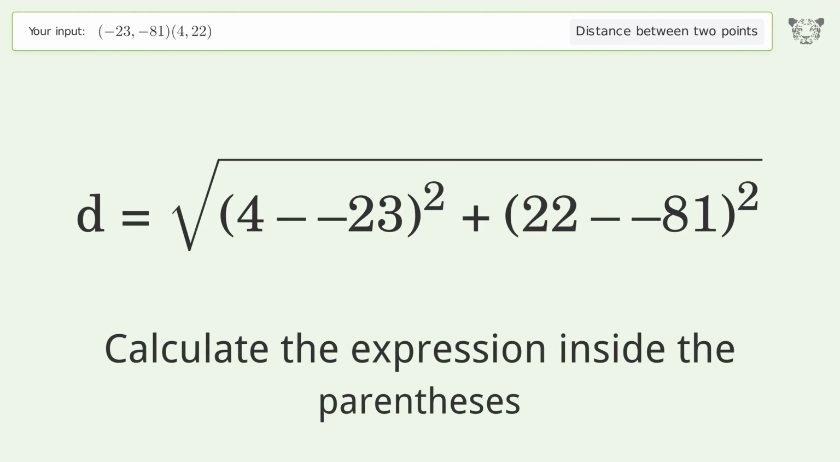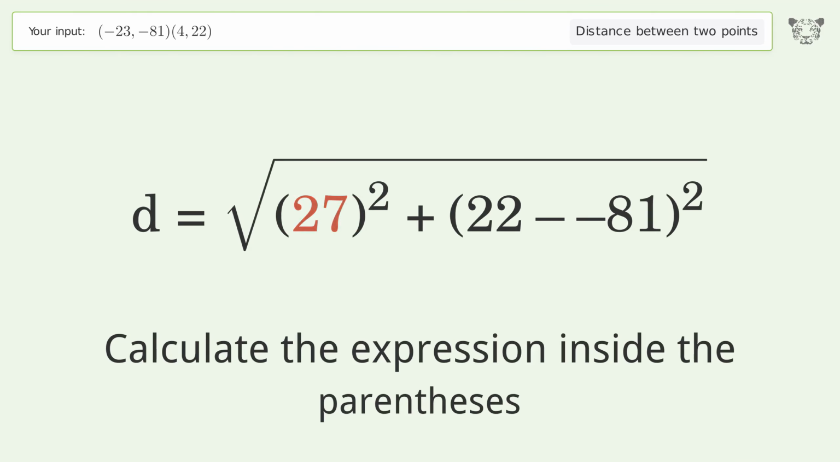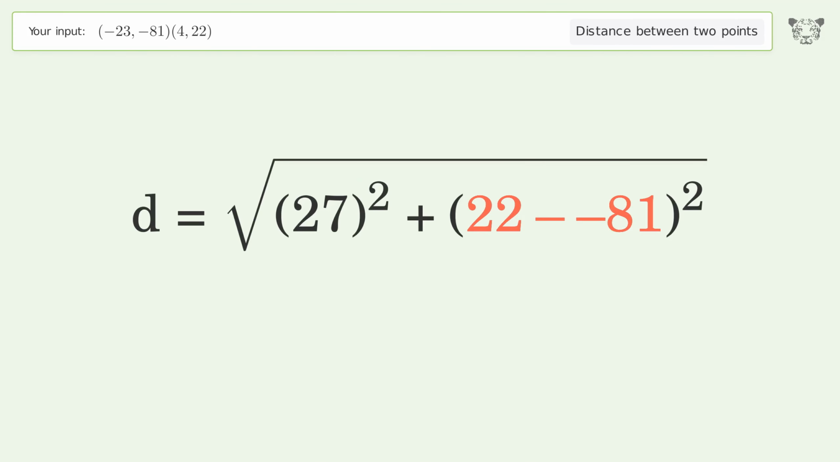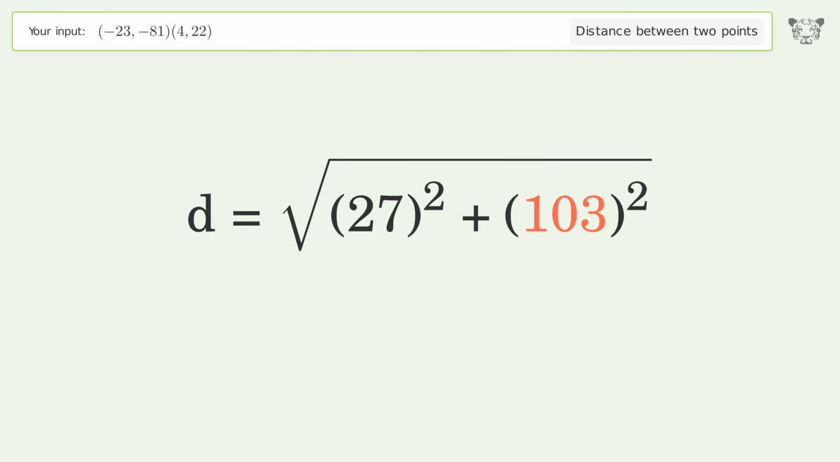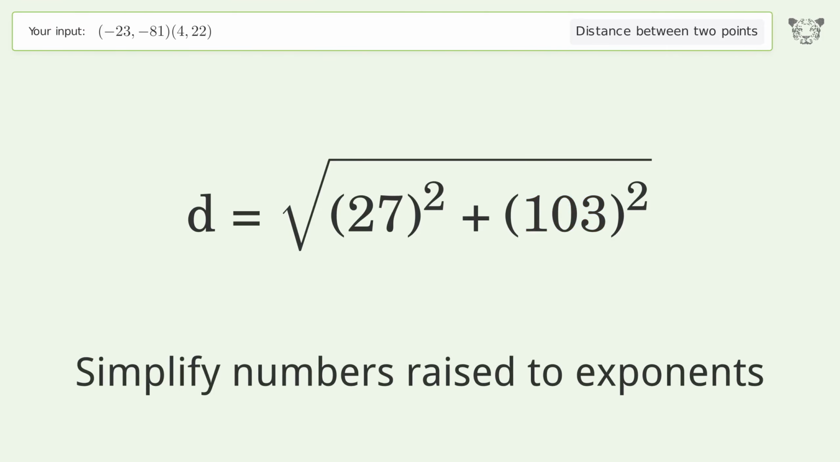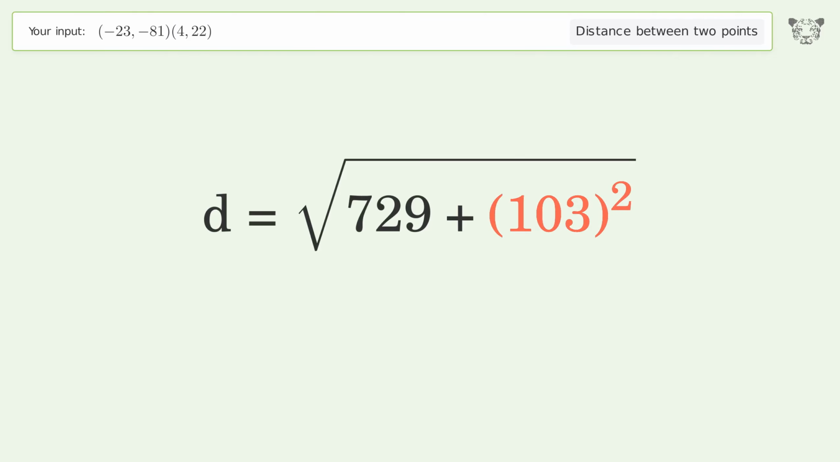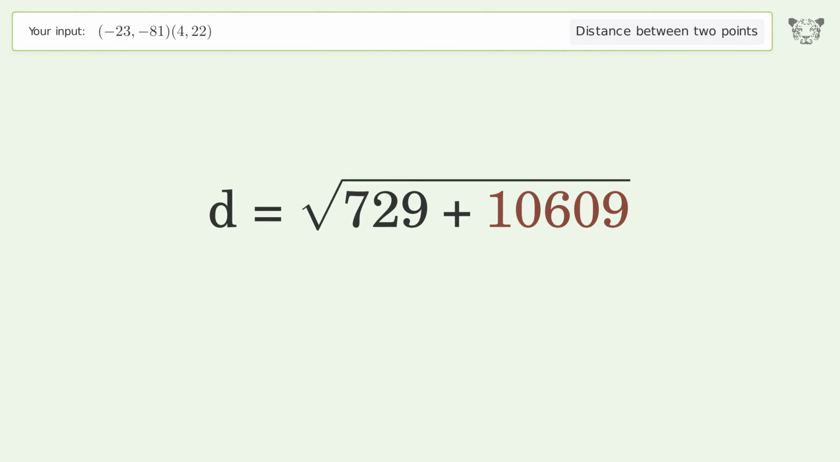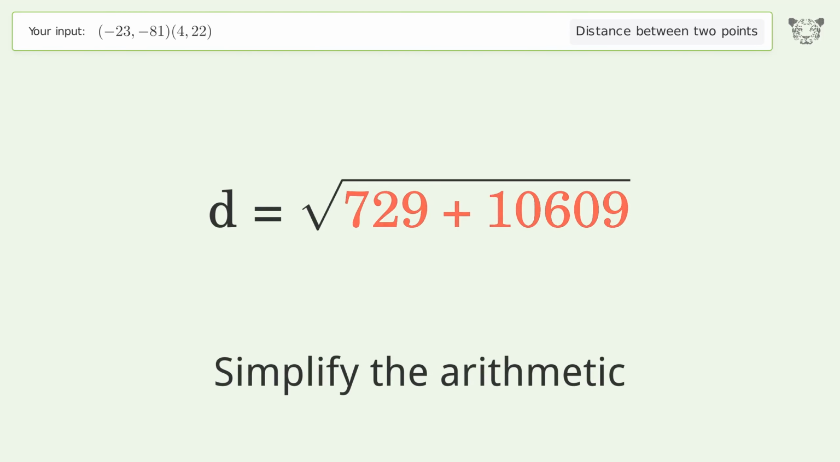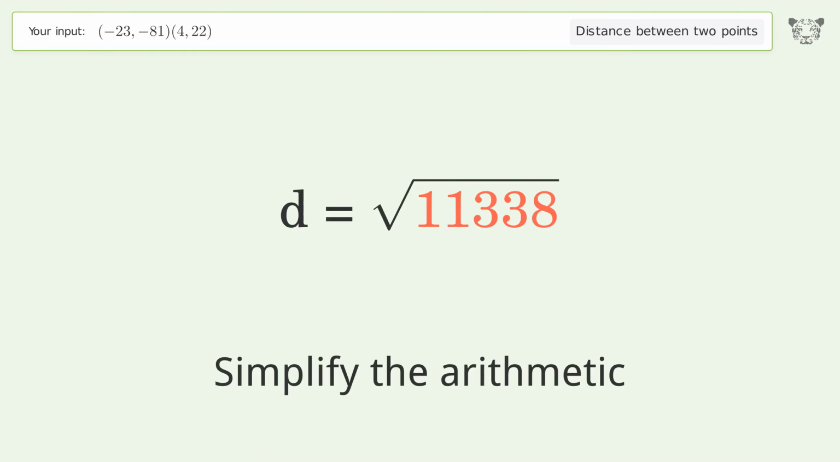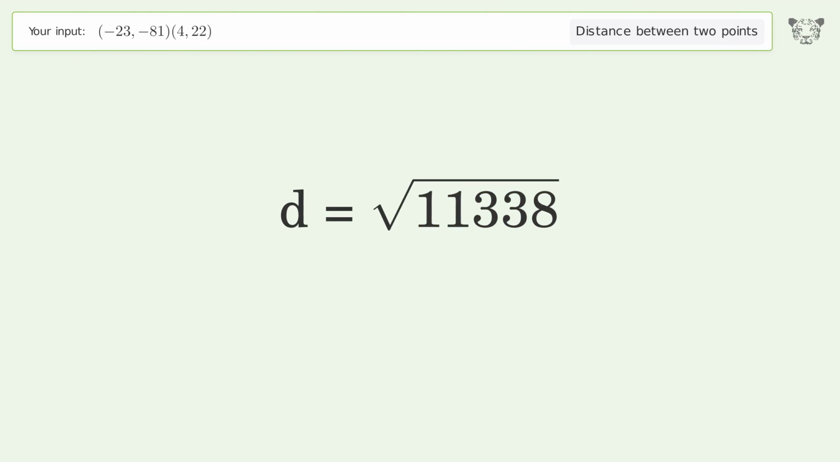Calculate the expression inside the parentheses. Simplify numbers raised to exponents. Simplify the arithmetic. And so the distance between the 2 points is the square root of 11,338, or 106.48.